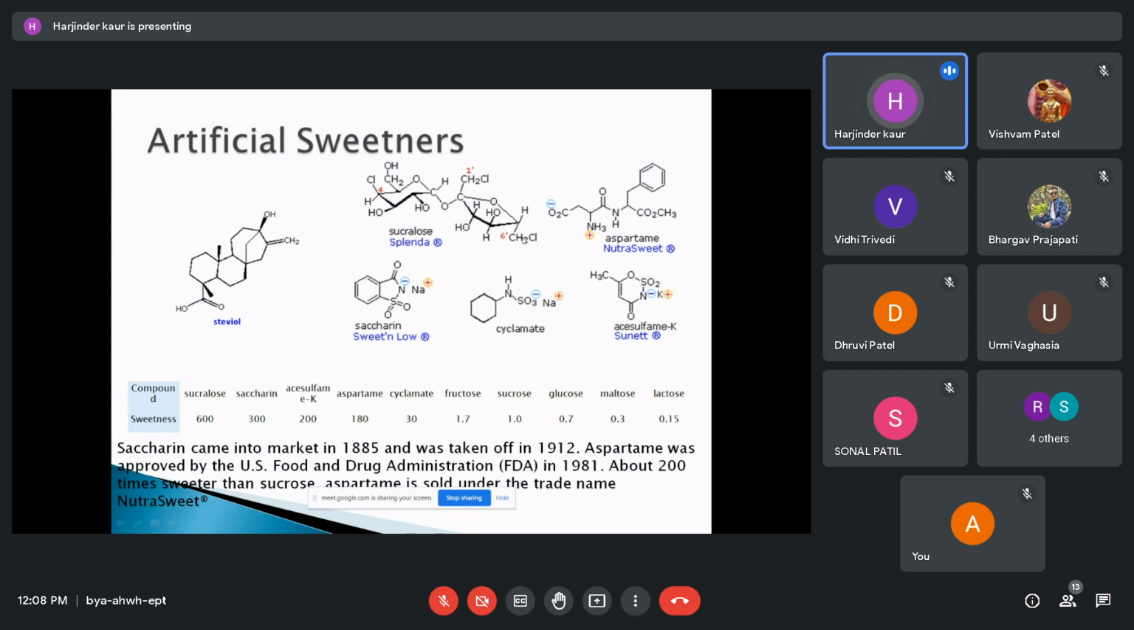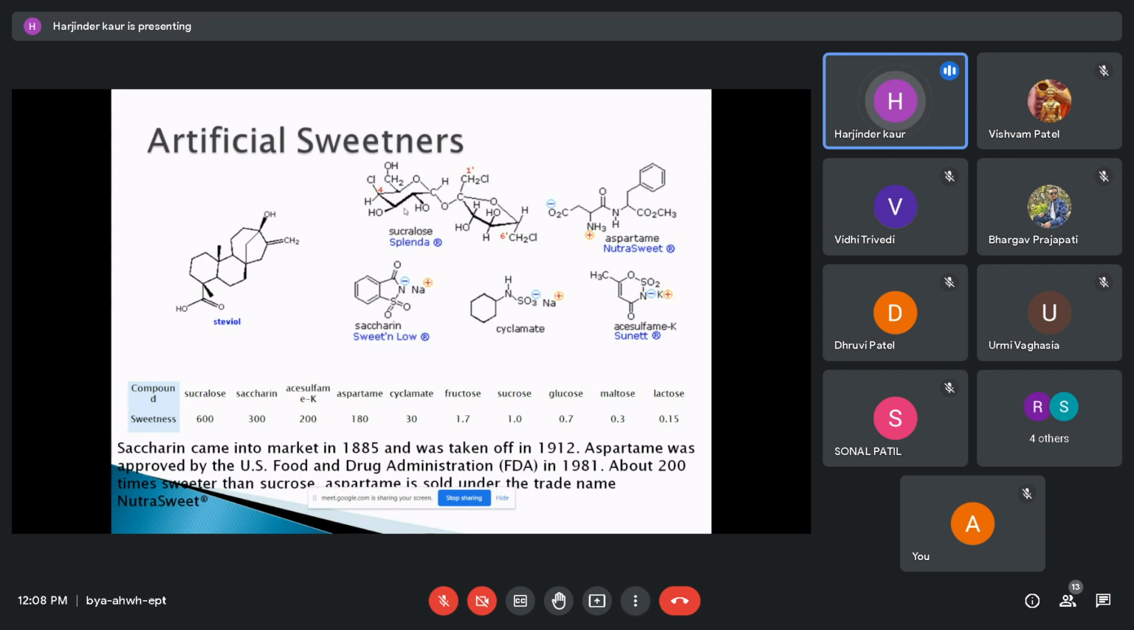Others also came into the picture, but then came sucralose, which has these two units attached with an alpha glycosidic linkage, and instead of CH2OH here there is CH2Cl. It is a chloro derivative, and sucralose is almost 600 times more sweet than glucose. So this is the sweetener.